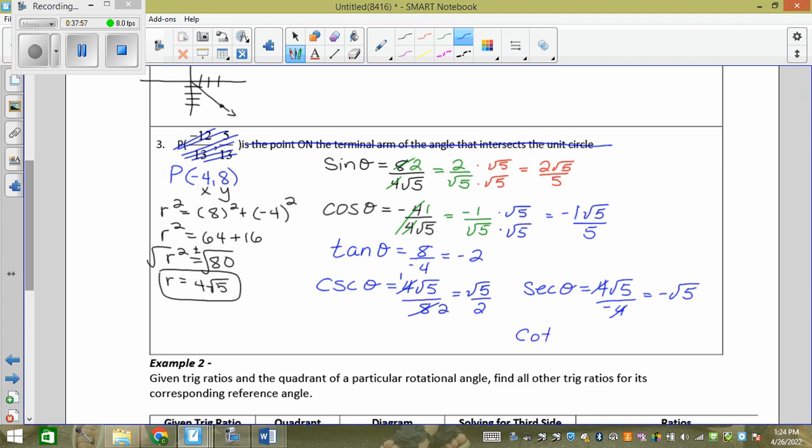This one? This one? Yeah. Not the one. No. And then cotan theta. So it's tan is y over x, or cotan is x over y. So this is x over y. So I get negative 1/2.